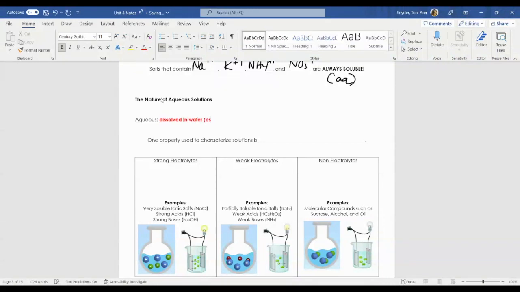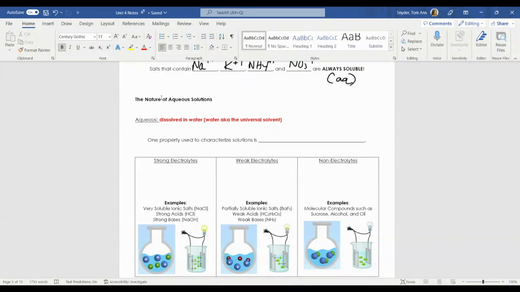And water is also known as the universal solvent. That means that water dissolves most substances. And that's because water is very polar, and most substances are, in fact, have some polar character to them as well. So water dissolves most things very, very well because water itself is very, very polar. Anything that's aqueous is dissolved in water.